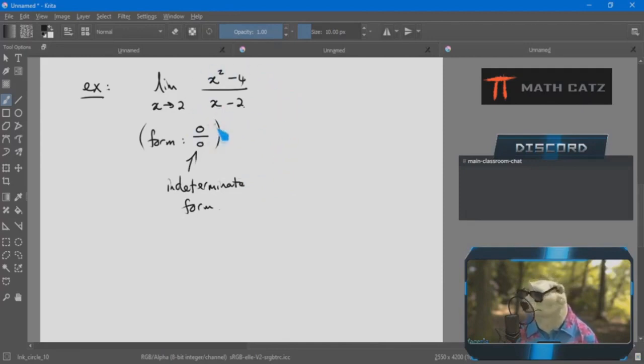Just like for infinity over infinity, look at the function I have to work with here. Oh, it's a rational function. But it's not an infinite limit, so how I handle it is different. In this case, I'm going to try and factor this guy and see if that clarifies things, because I see the top is a difference of two squares. So I can factor that as x plus 2, x minus 2.